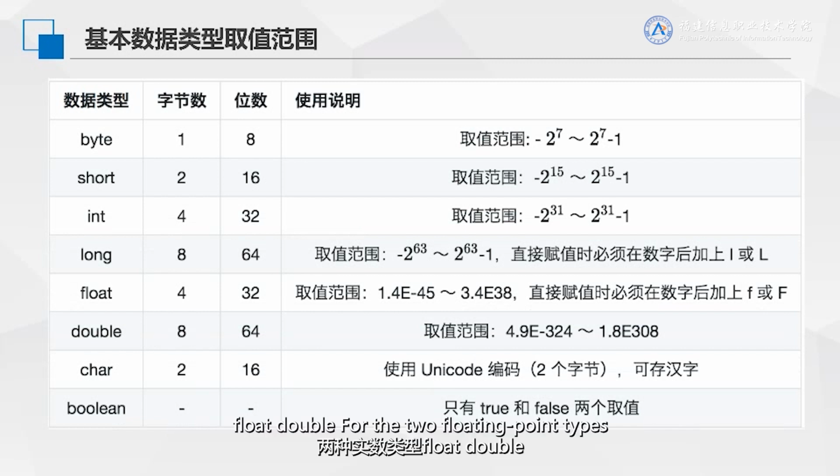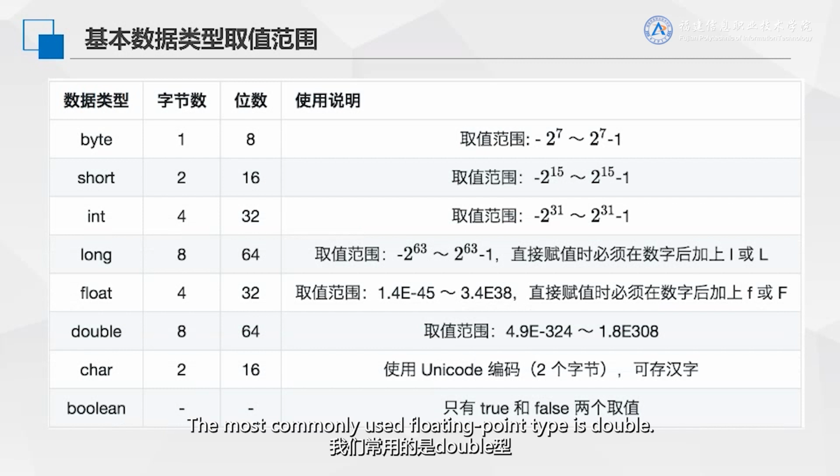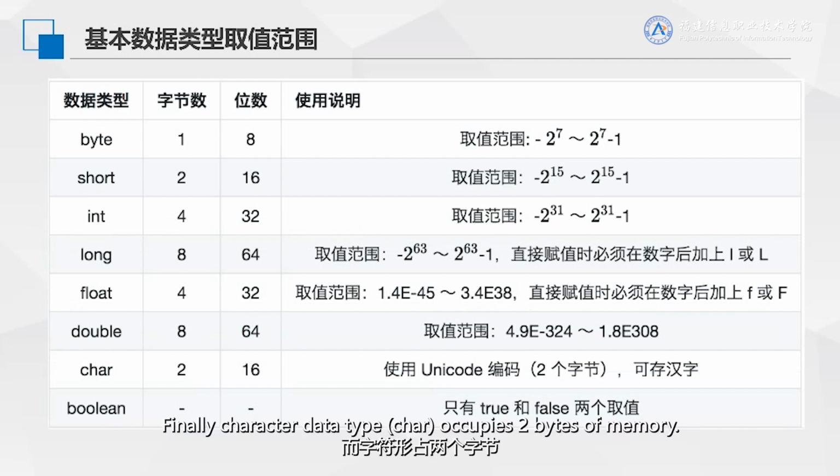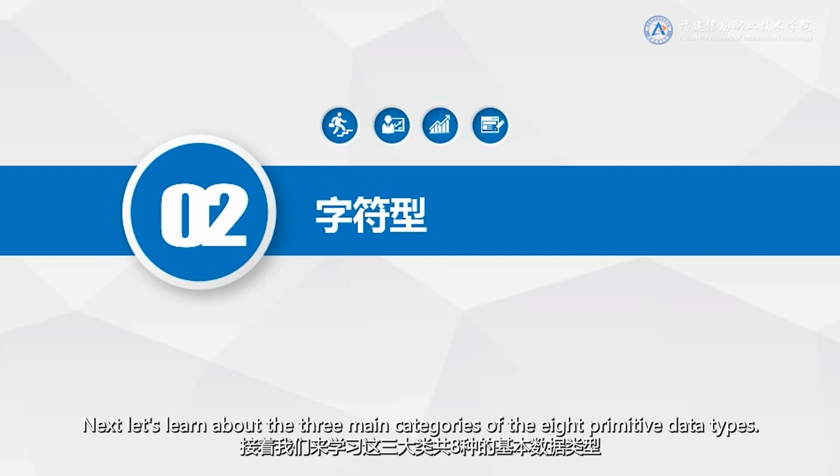For the two floating point types, float and double, the memory allocation is 4 bytes and 8 bytes, respectively. The most commonly used floating point type is double. Finally, the character data type char occupies 2 bytes of memory. Next, let's learn about the three main categories of the 8 primitive data types.